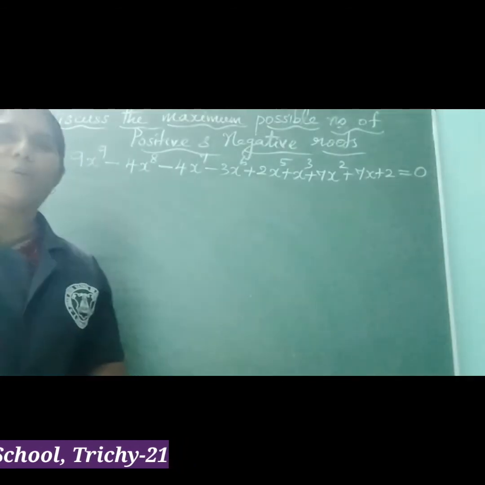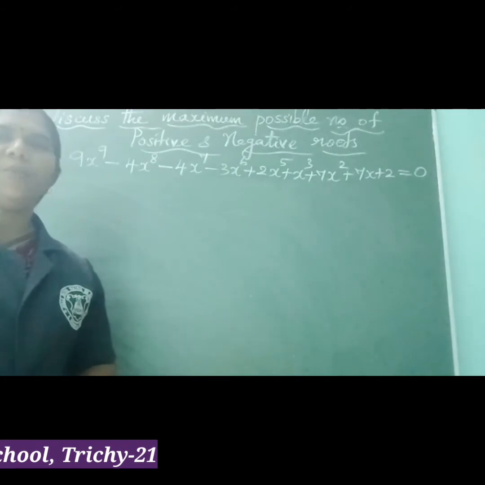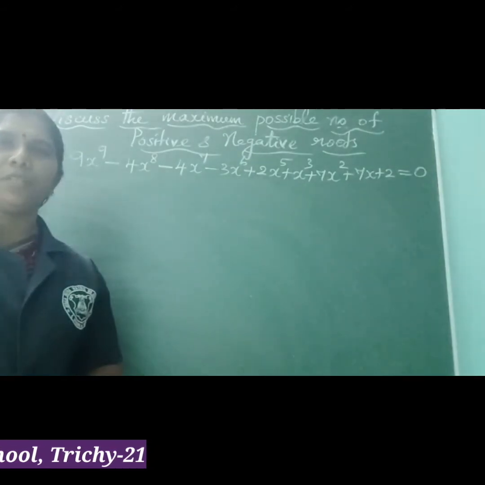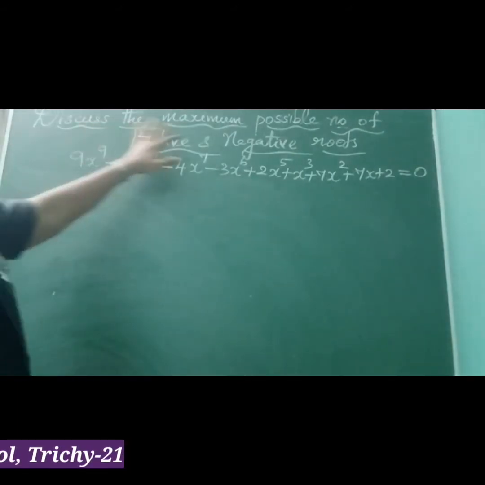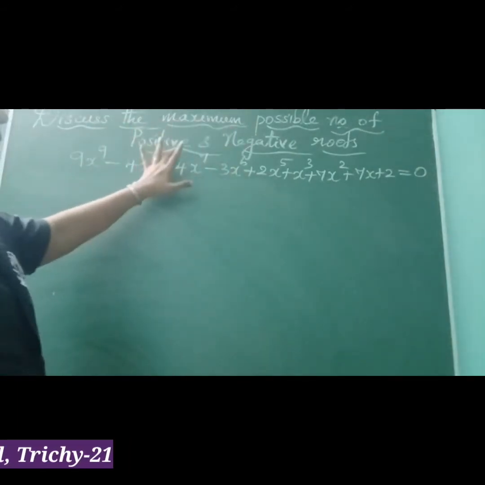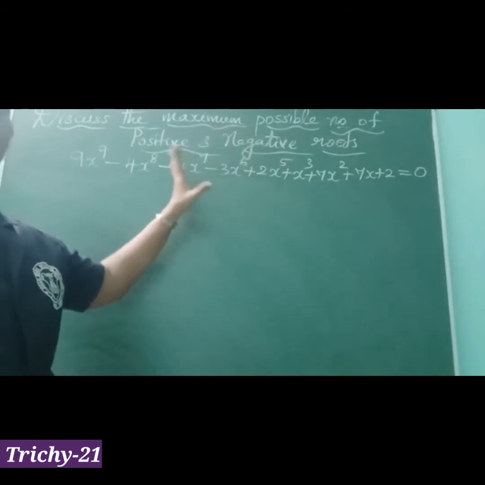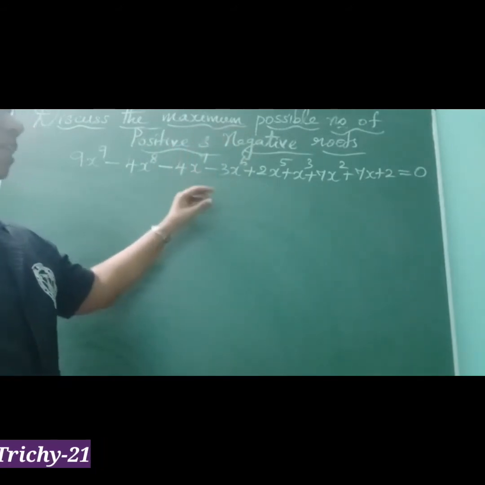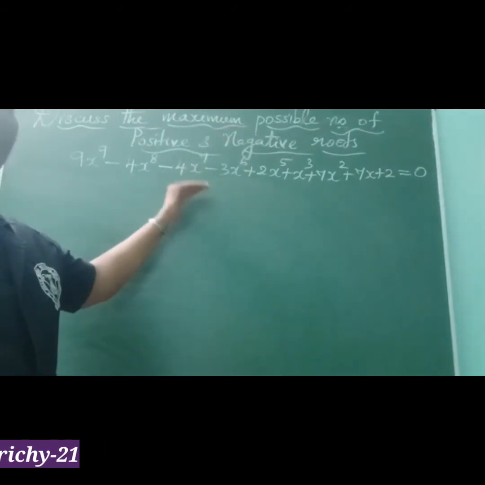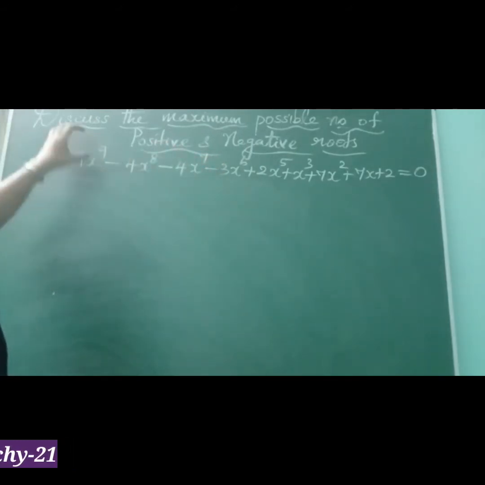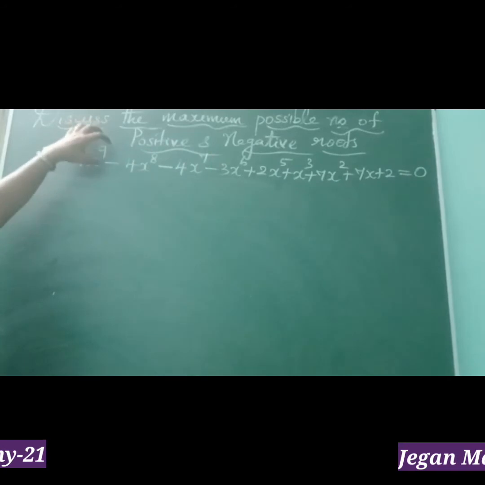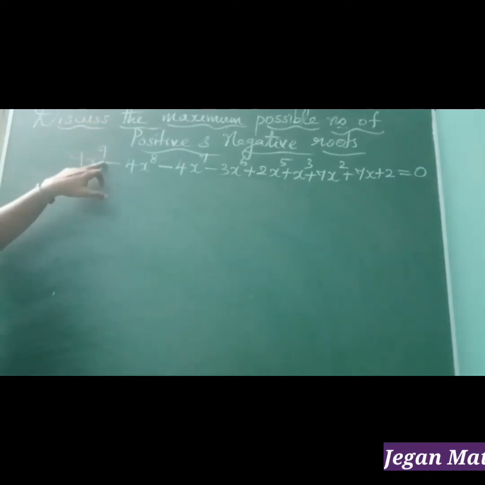Now let us solve one more sum. Till now we factorized and found the solution. Here there is no need to factorize. Here the question is, discuss the maximum possible number of positive and negative roots. We are going to find out how many real roots and how many imaginary roots are there for this polynomial. Since the power is 9, totally we have to find out 9 roots.